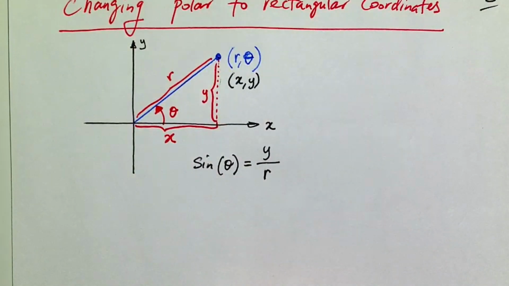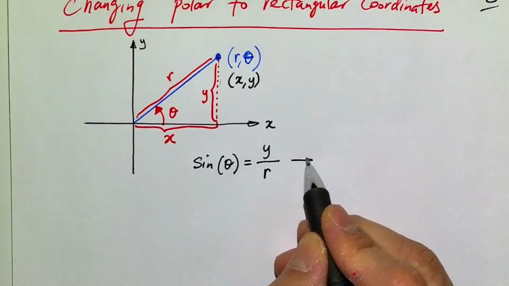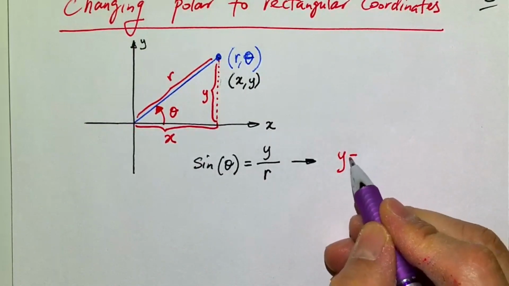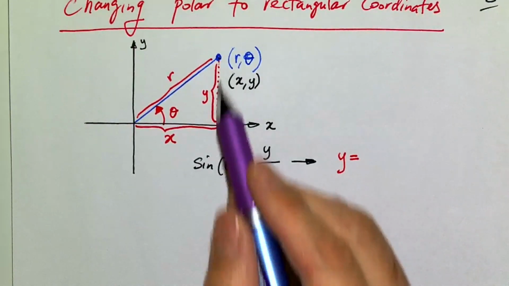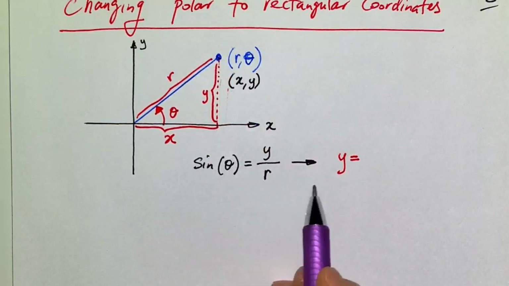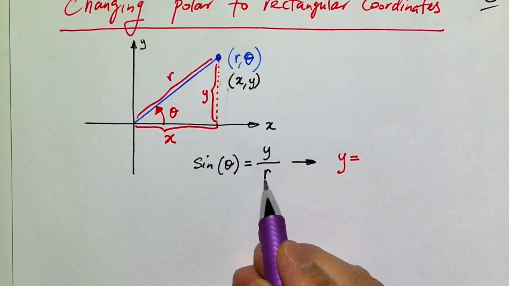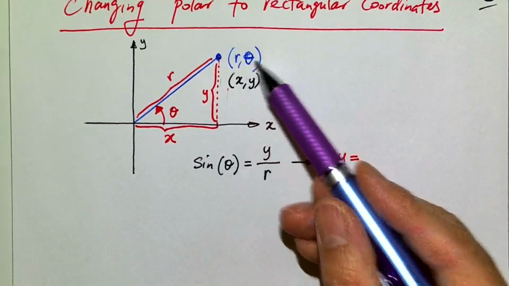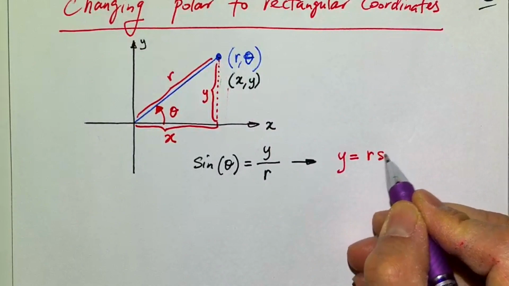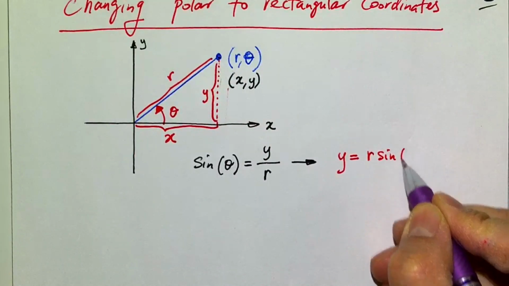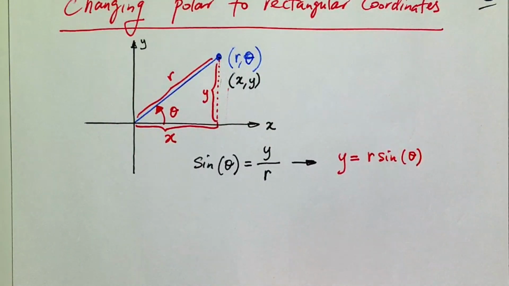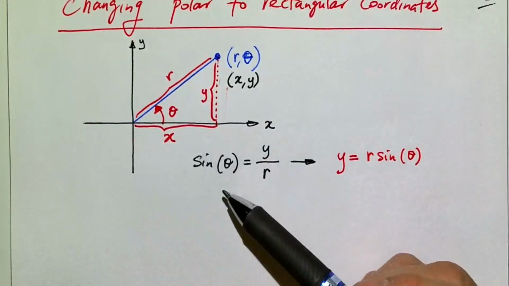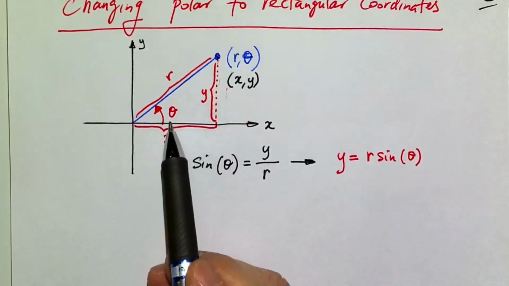Okay? So this then translates into a nice equation that gives us y coordinates in terms of the polar coordinates. So y equals r times sine of theta. R sine of theta. Okay, that's one. We can do the same thing for x by considering the cosine of theta, right?